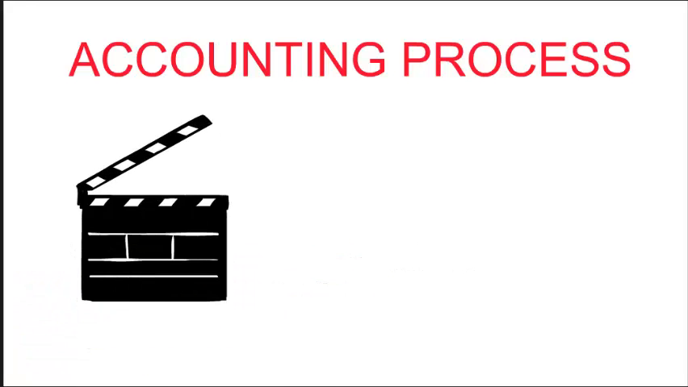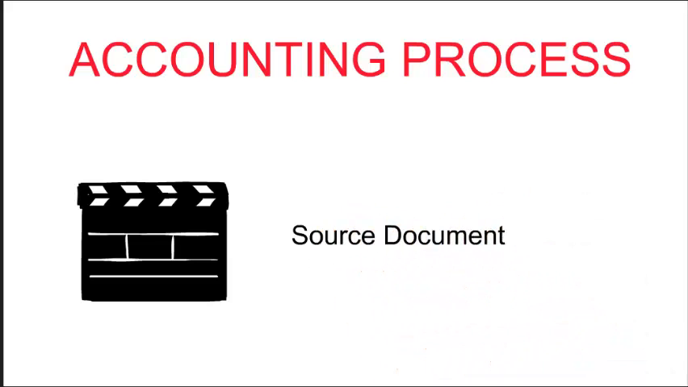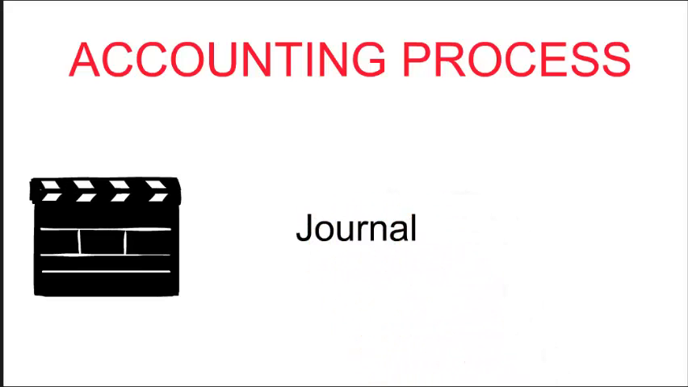Then what happens is that a source document is generated. So we must have a verifying document to document the fact that a transaction occurred. Usually two parties are involved, so therefore there's an original copy and a duplicate, for example a check, an invoice and so forth. This is a new step that I'm going to talk to you more about, is that we record all these financial transactions into a journal in chronological order.